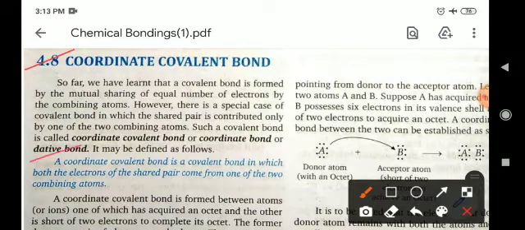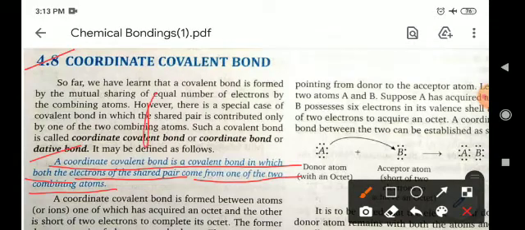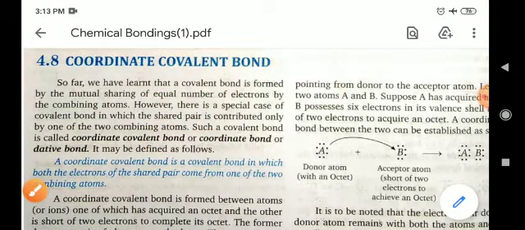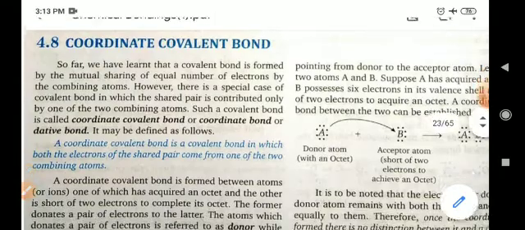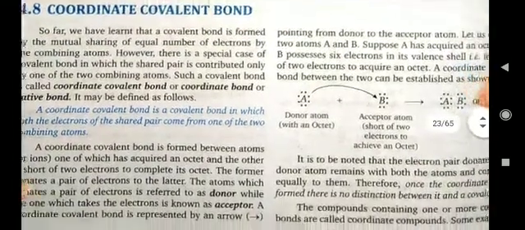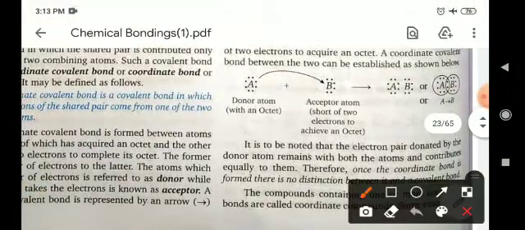Okay, so a coordinate covalent bond is a covalent bond in which both the electrons of the shared pair come from one of the two combining atoms. Means there will be a transfer of a pair of electrons to the other atom, and formation of a covalent bond takes place. So this type of bond is known as the coordinate bond.